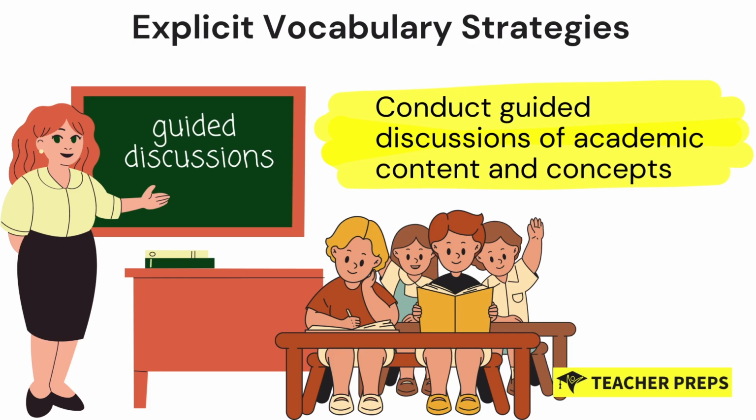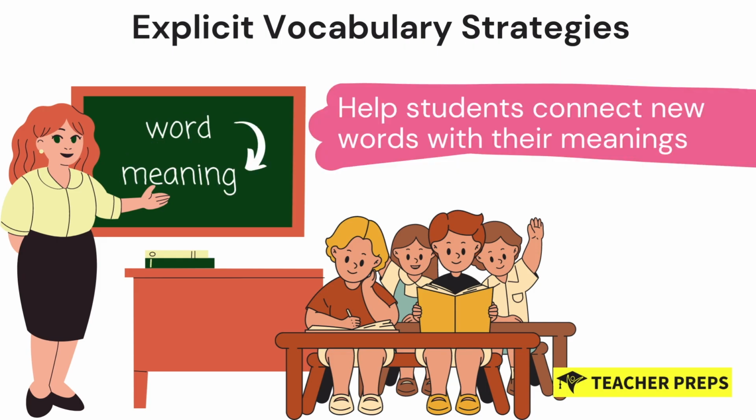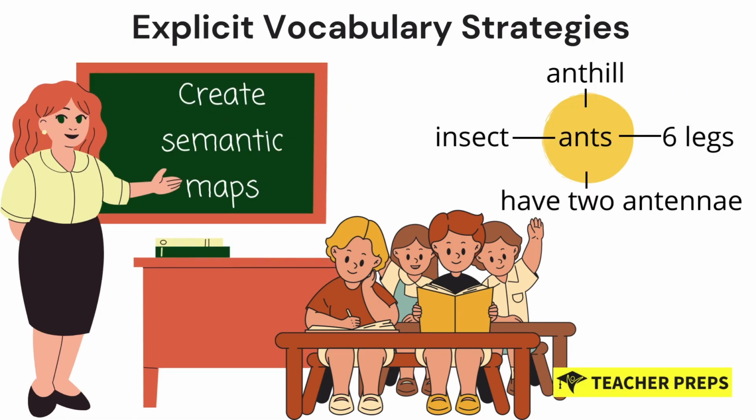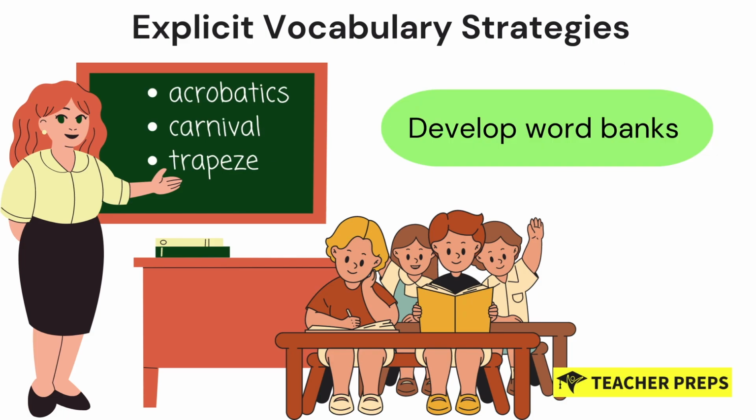When teaching vocabulary, make sure to design guided discussions that build students' practice of academic content and concepts. Next, connect guided discussions of the new words with their meanings. Challenge students to identify synonyms and antonyms. Discuss words, their word origins, the roots, and affixes, such as the prefix and the suffix. Now, one strategy that students love is when you tell them a story of a word by sharing its etymology. We also want to create visuals for the students, such as a semantic map. Also, develop and provide word banks.